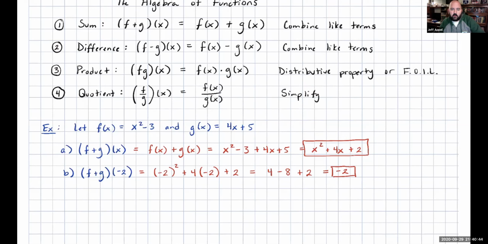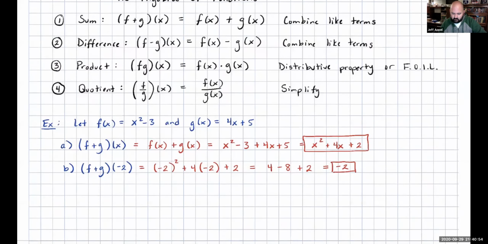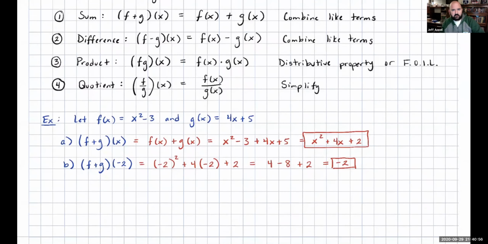Cool. All right, so when you see the number next to the f plus g, just plug that number in for x. That's all that means. All right, so hopefully you will not overthink it and think, am I supposed to multiply everything by negative 2? No. It's not that. Just plug in the negative 2 and you'll be fine.